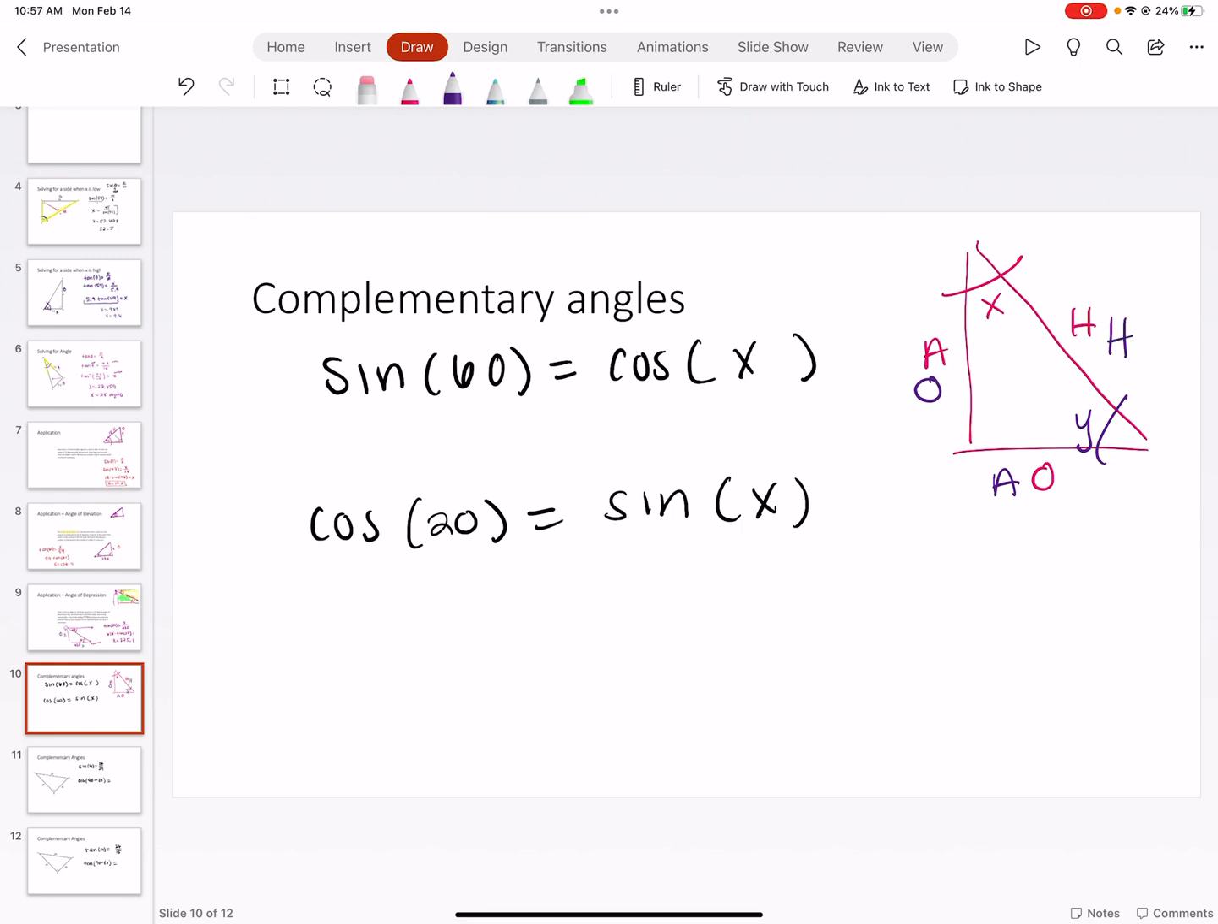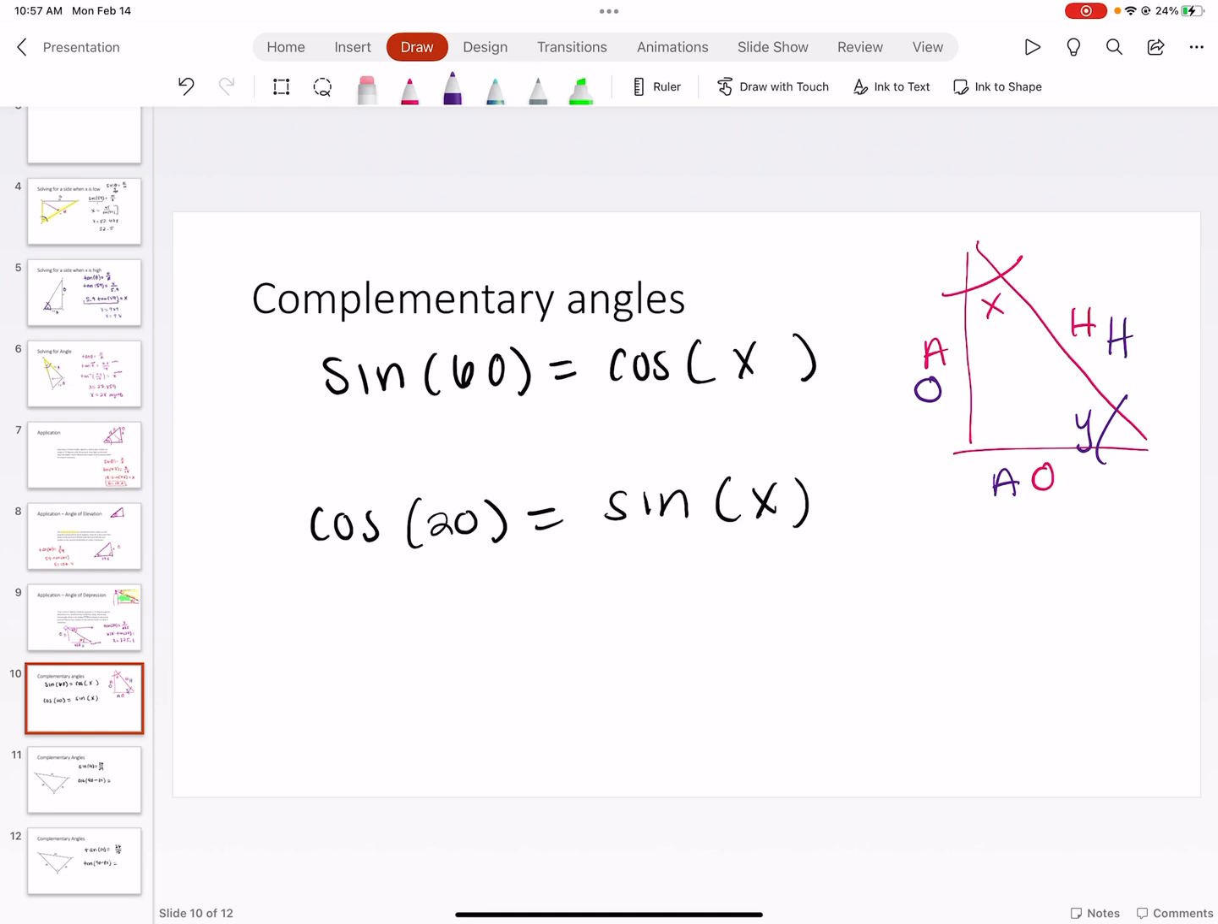So anytime it's asking you to find complementary angles, what you're looking for is that the ratio for sine of x is going to be the same as the ratio for the cosine of y. And similarly, the ratio of sine of y is the same as cosine of x. Sine of y, cosine of x. But really all this is looking for is what angle makes these two equivalent statements true.